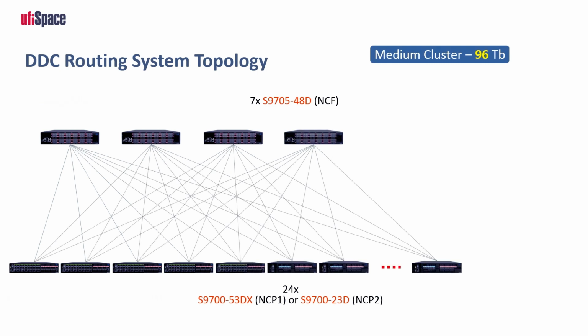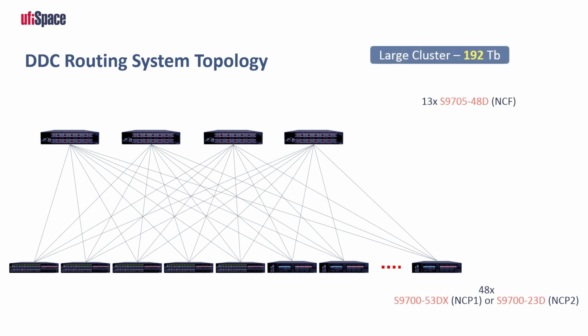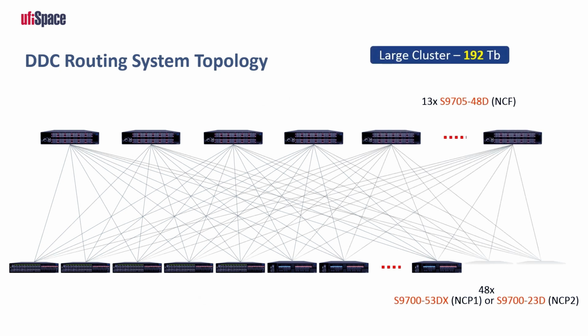As your traffic grows, as your business grows, we can scale this horizontally by, number one, adding to the number of fabrics on the top, and then eventually that will support more line cards on the bottom. Eventually, we can scale this all the way to 192 terabits if necessary.